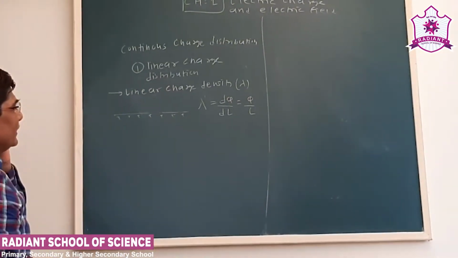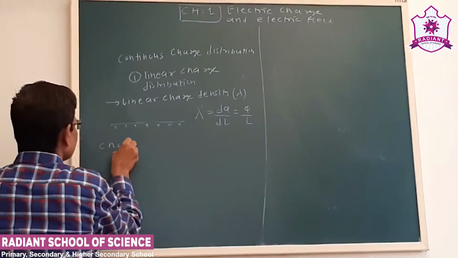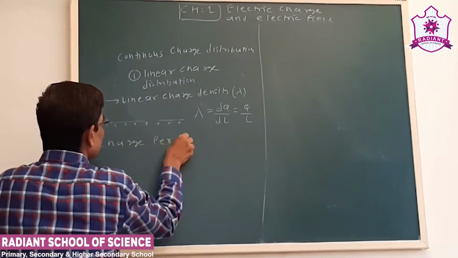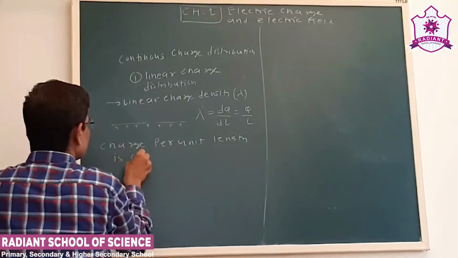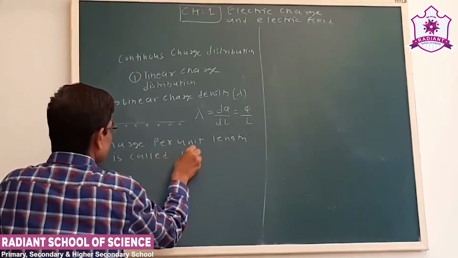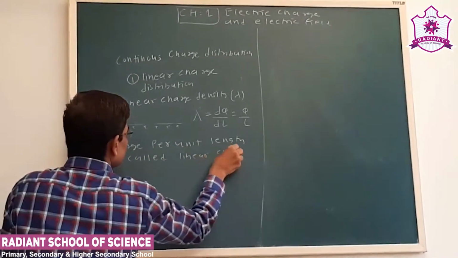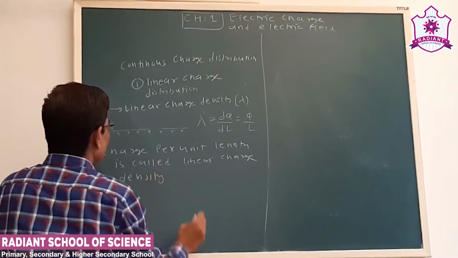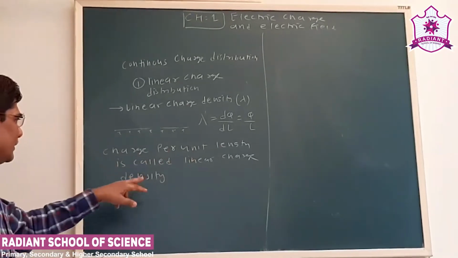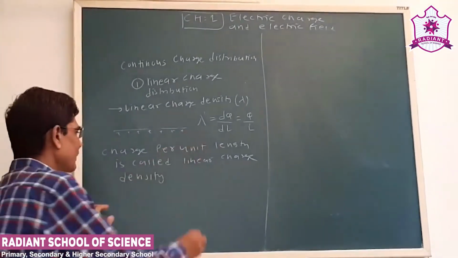So how do we define linear charge density? Charge per unit length is called linear charge density. Okay, now the charge per unit length is called the linear charge density, that is represented by lambda.